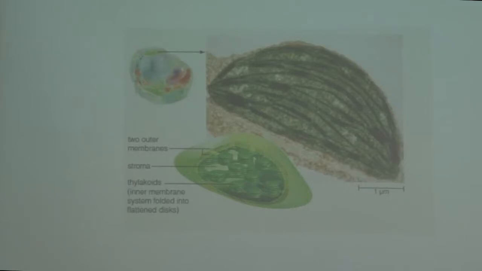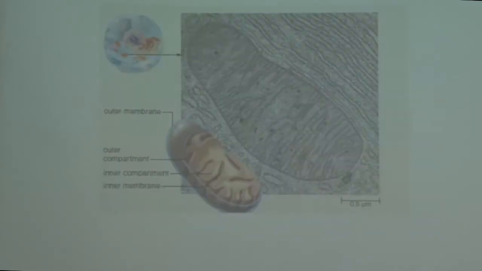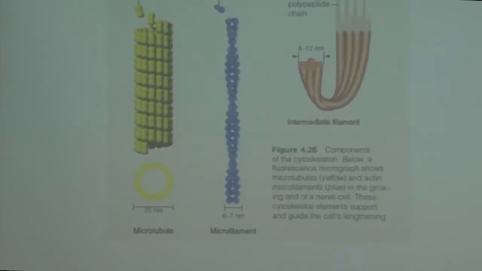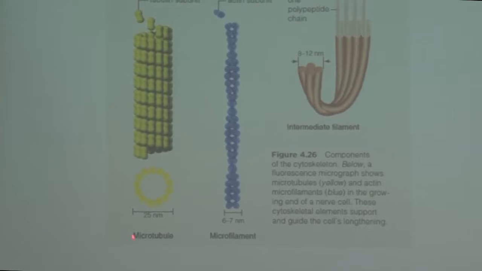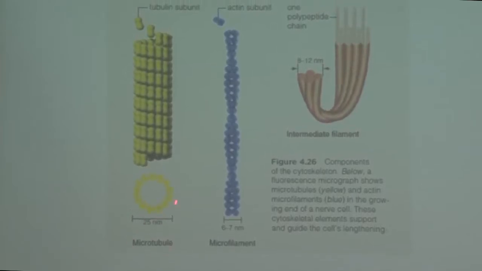And then these were the chloroplast and mitochondria. These were the organelles for cellular respiration. And then we also talked about the cytoskeleton, right? So a microtubule is like a hollow tube, which is very thick, okay? Its diameter is almost 25 nanometers. Compared to microfilament, its diameter is much bigger, okay?